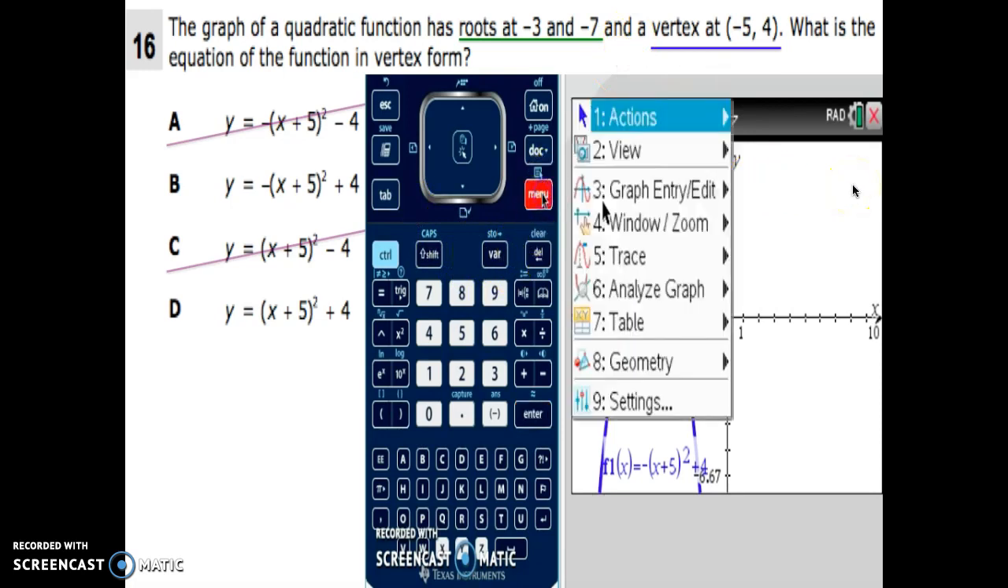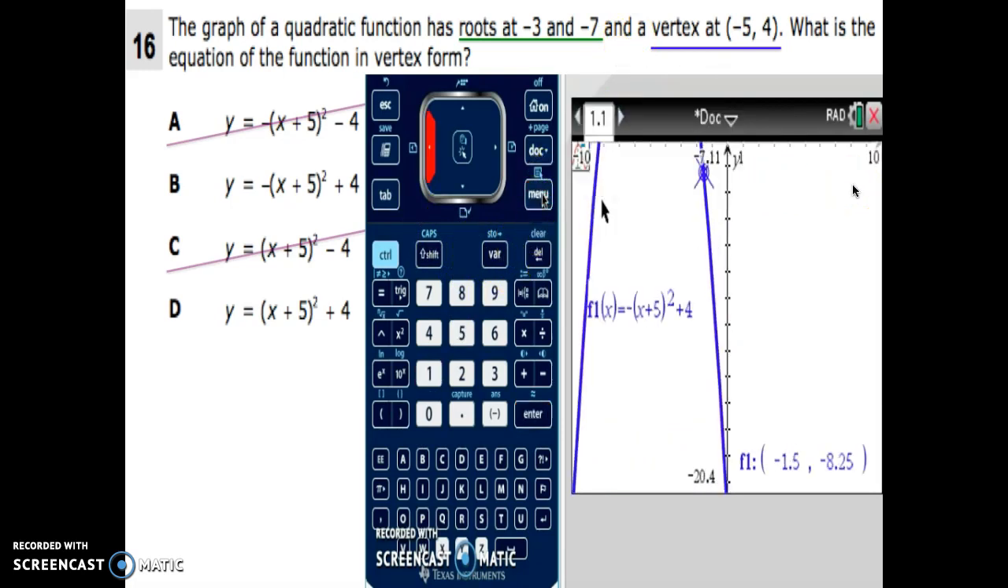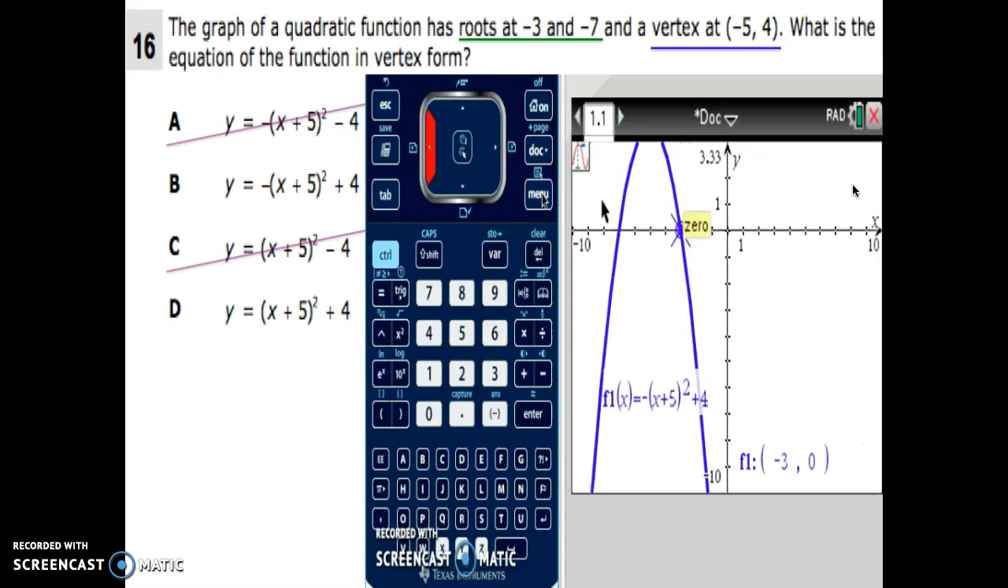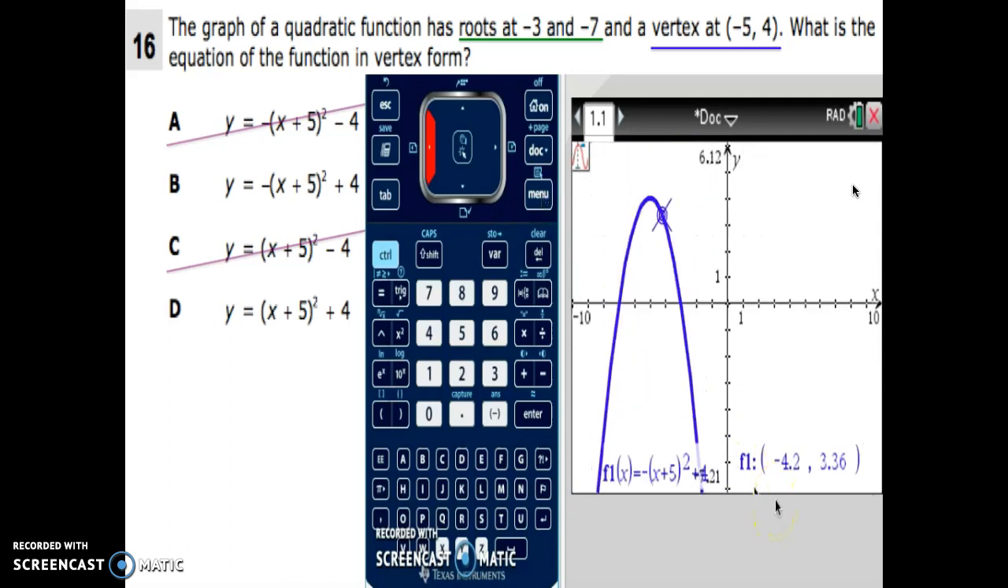And we do menu 5, 1. We do graph, trace, and we see if it actually touches negative 3. It does: negative 3 comma 0. It also has the same vertex that we wanted, negative 5 comma 4, and it touches negative 7 comma 0. So this is our answer.